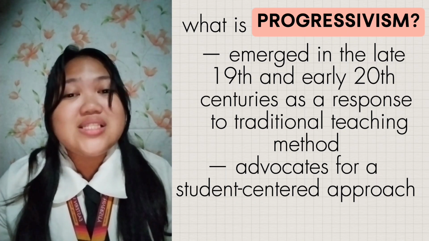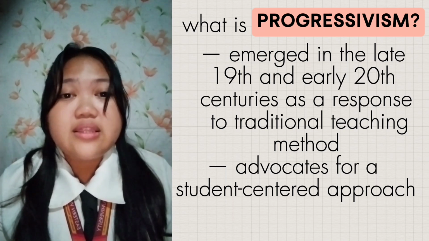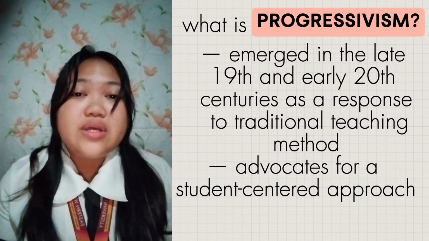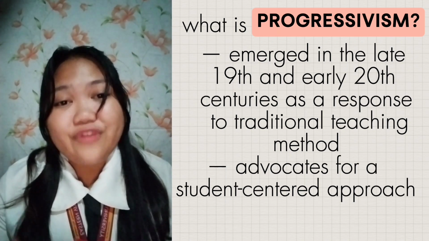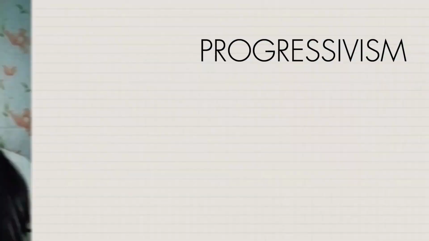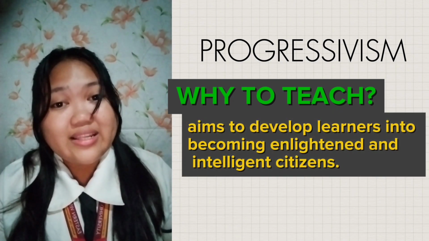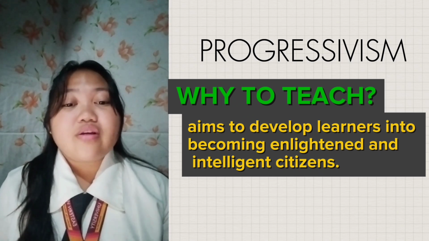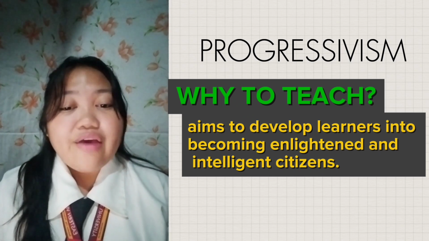So it advocates the idea that education comes from experience. They learn when they are the ones doing the activity. So it is based more on experiential learning that concentrates on the development of a child's talent. Progressivism aims to develop learners into becoming enlightened and intelligent citizens. It emphasizes preparing students for real-life challenges and encouraging lifelong learning.